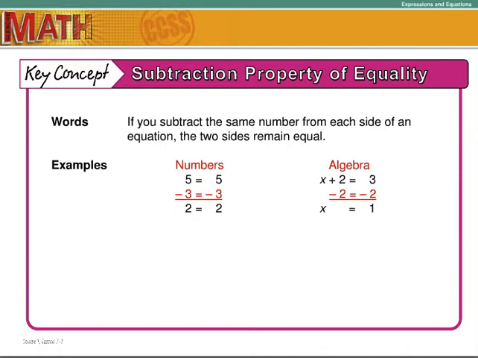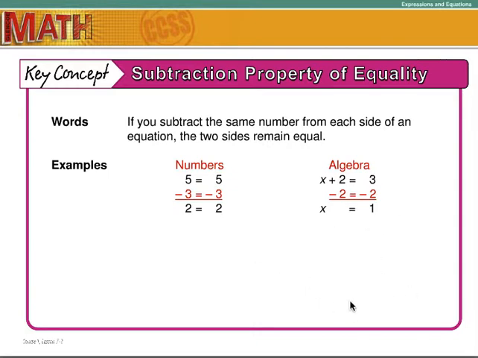Here's an example. If 5 equals 5 and you subtract 3, then you also have to subtract 3 from the other side so that they remain equal. If you just subtracted 3 from one side, that would say 2 equals 5, which is not true. That holds true in everything. This is with numbers, and here we have it in algebra form. If we subtract 2 here, then we've got to subtract 2 here to make the sides remain the same. And that's where we see x equals 1.